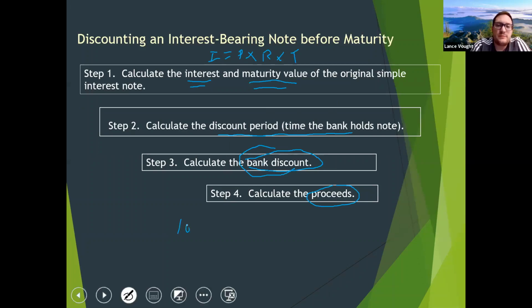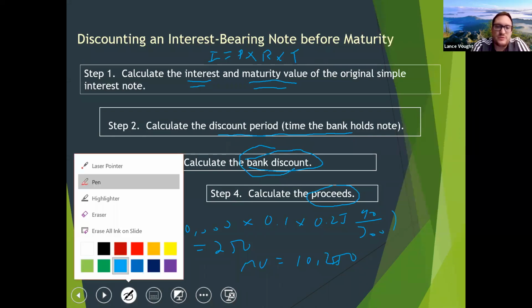So like our old example with the 10,000, was it? I think it was 0.25. And it was 10%. Because it was 90 days over 360 with ordinary interest, so you have 250. So your maturity value in the simple interest world is 10,250.